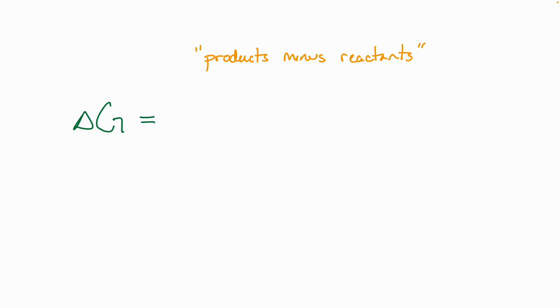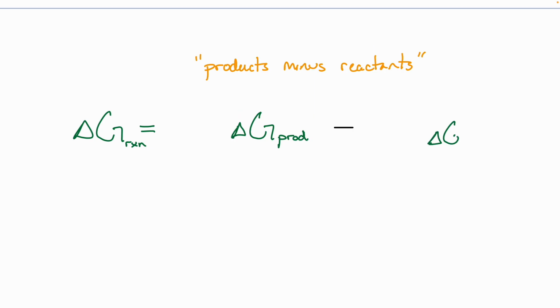So in order to get the delta G of my reaction, I'm going to take the delta G of my products, and I'm going to subtract off the delta G of my reactants. But if we have more than one product or more than one reactant, we're going to have to sum them up. So I'm going to take the sum of the delta G of my products minus the sum of the delta G of my reactants. And I also have to multiply by my stoichiometric coefficients.